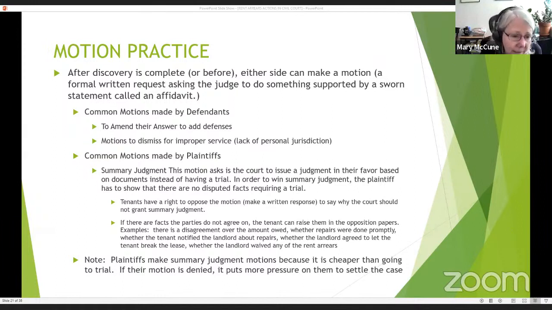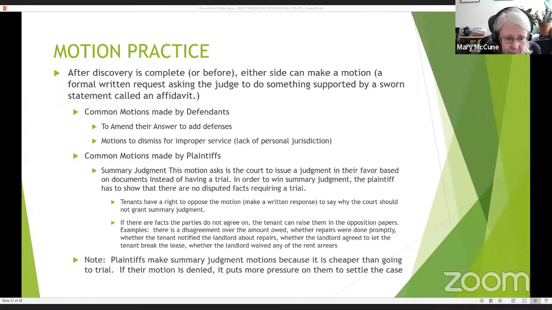Common motions made by plaintiffs, the people that start the court cases that are suing someone else, is a summary judgment motion. That's a motion asking the court to issue a judgment, a decision in their favor based on documents and statements, evidence that they have in paper form, instead of having to go through a trial and having to call witnesses to testify. In order to win summary judgment, the plaintiff has to show that there's no reason to have a trial. The papers say everything, everyone agrees on the facts, so you don't need any witnesses to come in and testify as to what happened.